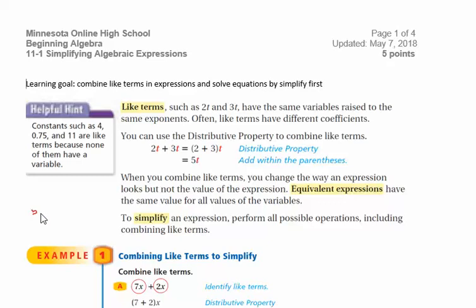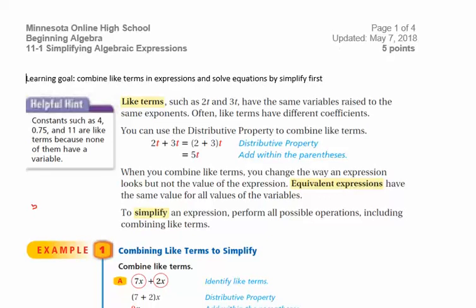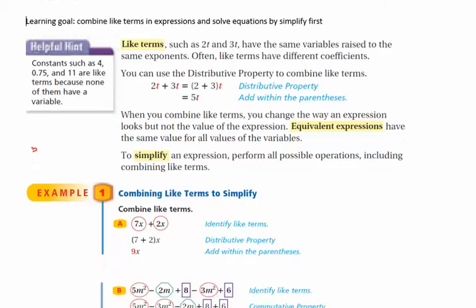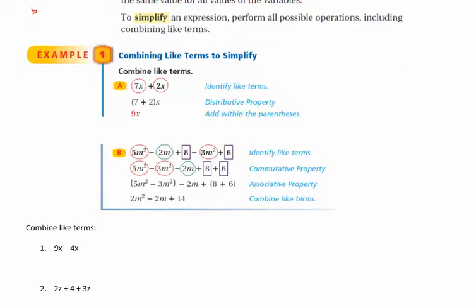In this video, we're going to review what like terms are and how to simplify, and sometimes we'll use the distributive property to simplify. And then we're going to get into solving equations where you have to simplify one side or the other of the equation before you can solve. So the first part, we have a review of combining like terms to simplify.